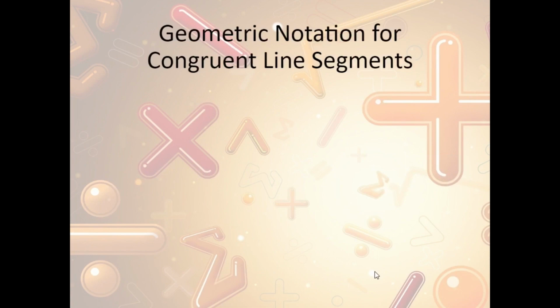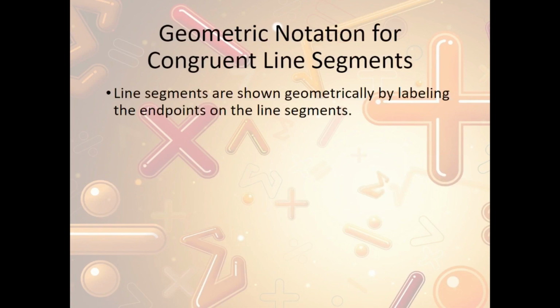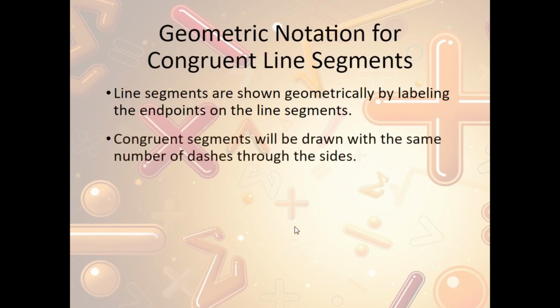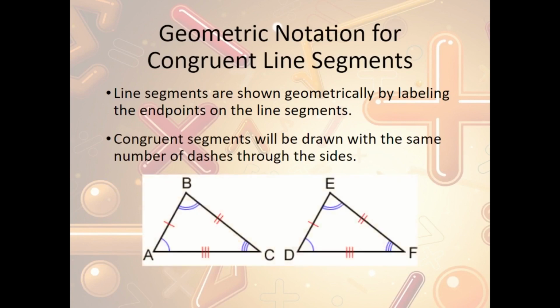Geometric notation for congruent line segments. So line segments are shown geometrically by labeling the endpoints on the line segments, and congruent segments will be shown with the same number of dashes through the sides. So for instance, we have a triangle here, and on this side, you can see we have a single dash, and on this side, we have a single dash. That means that those two sides are exactly the same length. Then we have a double dash here and a double dash here. That means those two side lengths are exactly the same. And then the same thing with the triple dash.